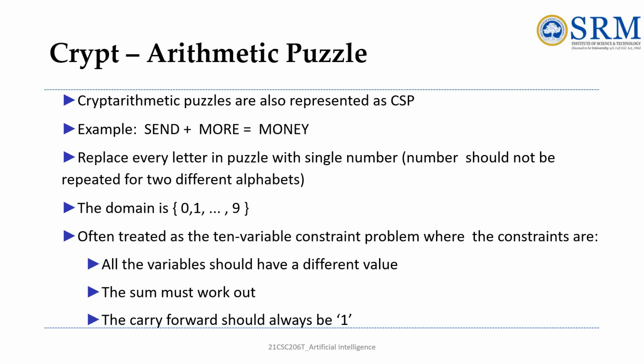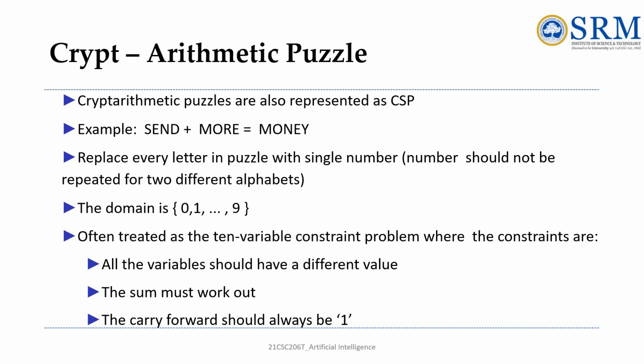Domain will be number of notes for each denomination. Constraints: total sum must be 111. Okay, so total number of notes must be in the specified range. So this problem can be modeled mathematically and solved using CSP techniques. Right, this is one of the examples.